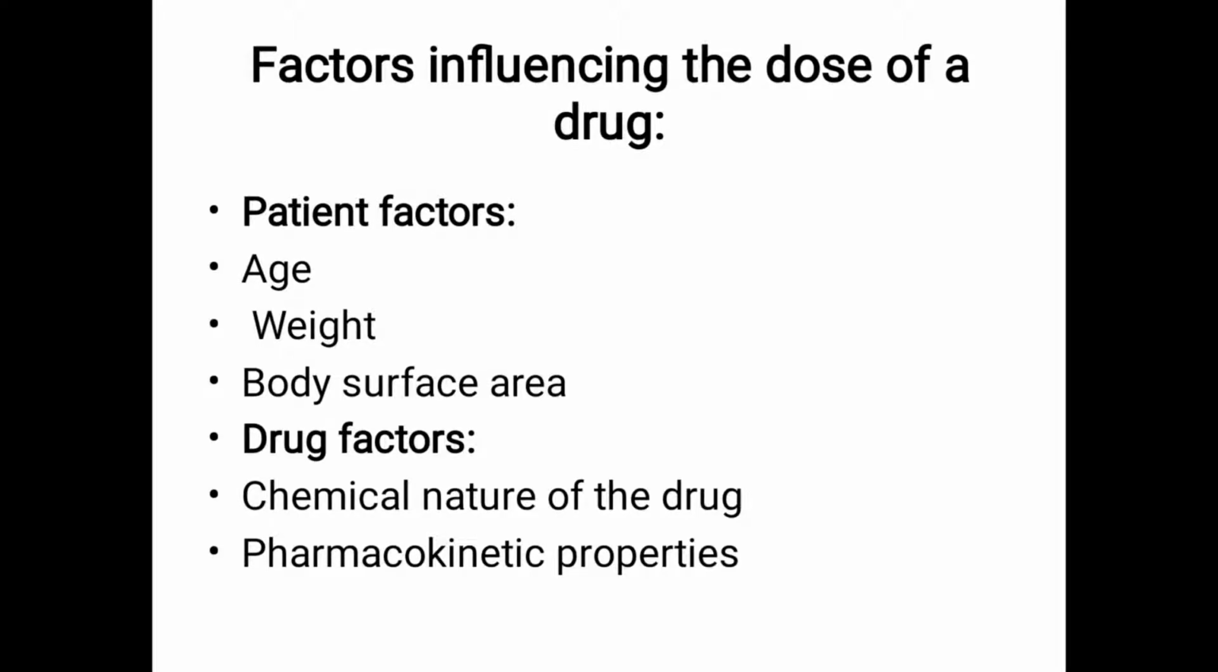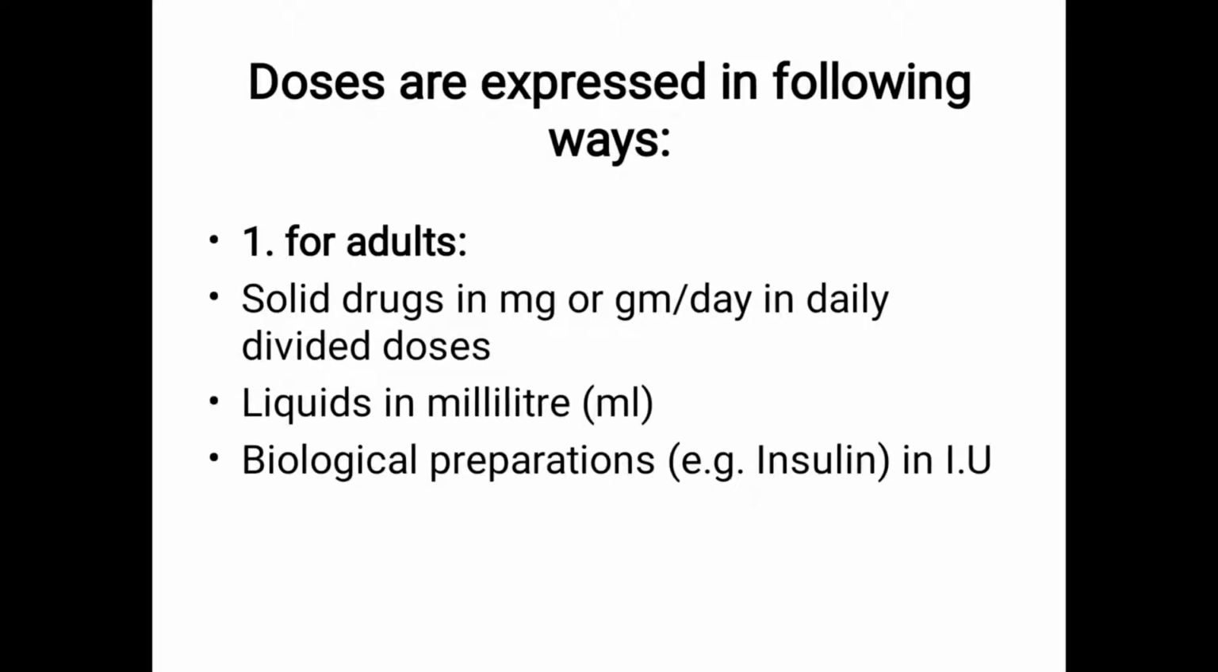patient factors, meaning age, weight, body surface area; drug factors, mainly the chemical nature of the drug and pharmacokinetic properties. So doses are expressed in the following ways: for adults, solid drugs in mg or gram per day in daily divided doses, mainly liquids in milliliters. Biological preparations, for example insulin, in IU.